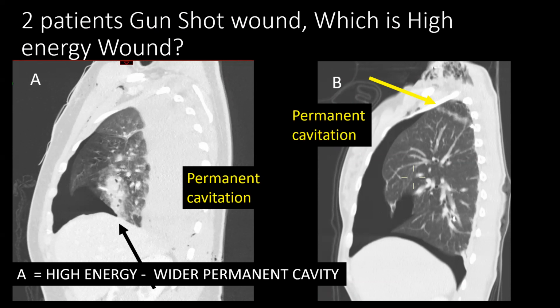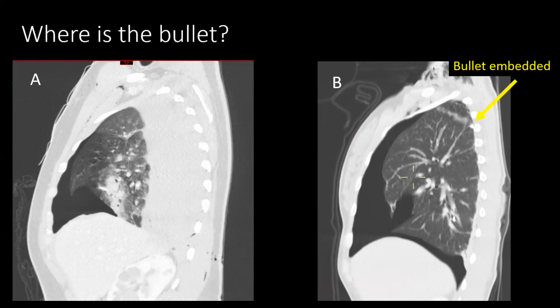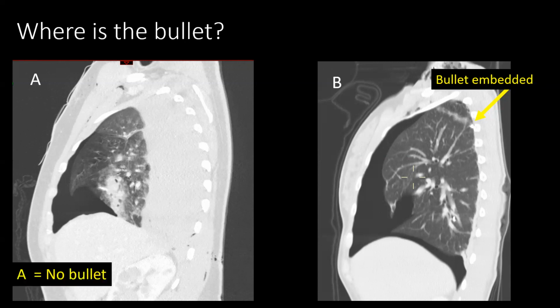You can also search for the bullet in the patient, and in the patient B on the right, the bullet has embedded in the chest wall. This is because it's lower energy, whereas in patient A, the bullet has passed out of the patient because it's higher energy and it has a longer trajectory.